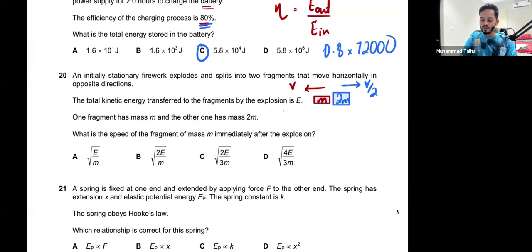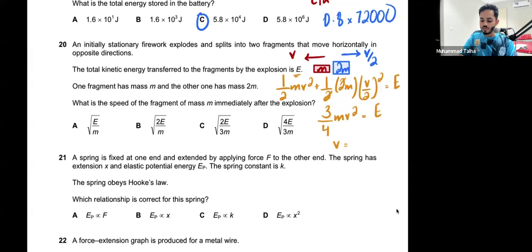So I know that the sum of the kinetic energies of both of these must equal E. So half mv squared plus half into 2m into (v/2) squared, the sum of these is equal to E, right? These cancel out. So this becomes half mv squared plus 1/4 of mv squared. So half plus a quarter becomes 3/4 mv squared equals E. So if I just make v the subject from here, this becomes the root of 4E over 3m. So d.